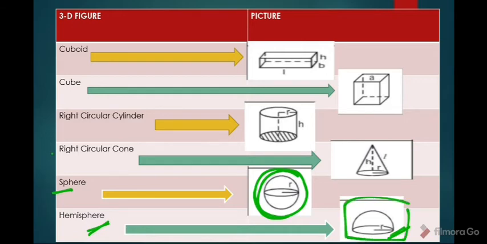The example of a right circular cone is a birthday cap. You know this example. The proper example of a right circular cone is a birthday cap. Then a proper example of a right circular cylinder will be a hollow pipe or a solid pipe. This is a simple example.